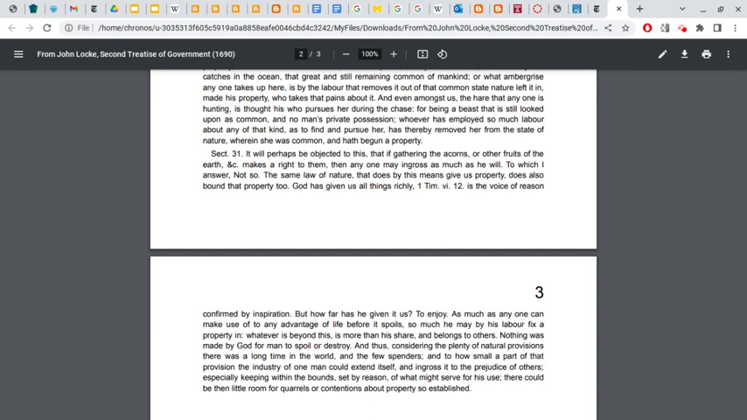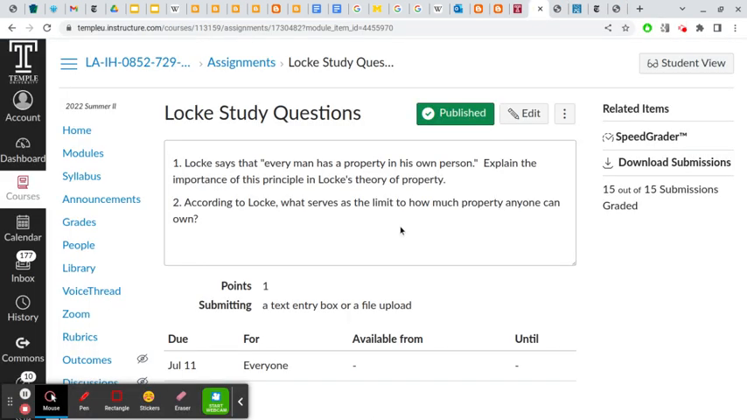"As much as anyone can make use of to any advantage of life before it spoils, so much he may by his labor fix a property in. Whatever is beyond this is more than his share and belongs to others." So the natural limit, Locke says, to how much we can own is what we can use. I guess the idea is that if anything we take unto ourselves, to use biblical language, we let go to waste, then that's a sign that we've overstepped the limit.